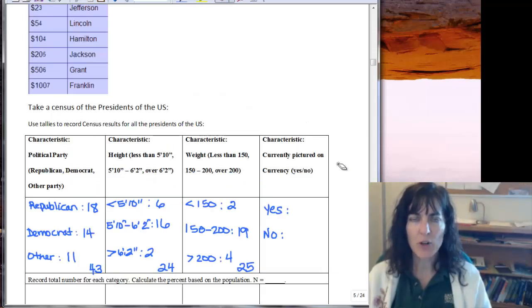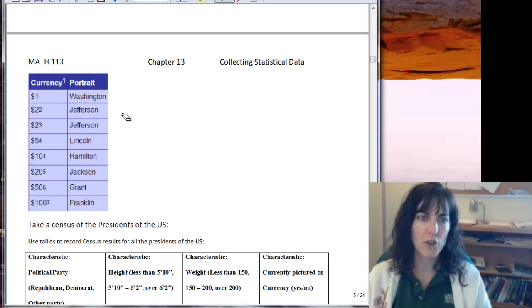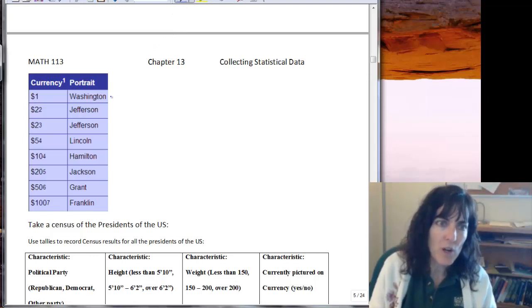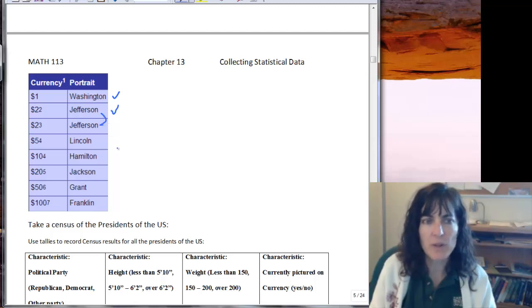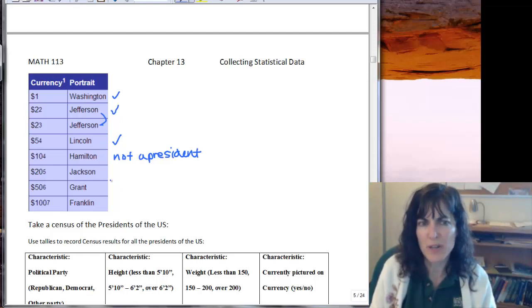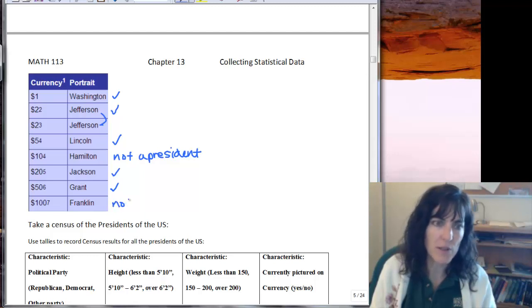The next thing is to figure out if they're currently pictured on currency, so we're going to look at this list, and this tells who's on all the bills that we have. And Washington obviously was a president, Jefferson, and he's listed twice, so we're only going to count him once. Lincoln was a president, Alexander Hamilton, not a president. He was like the one who founded the Federal Treasury, Federal Reserve, something like that. And then Andrew Jackson, he was a president, and Ulysses S. Grant was a president. Benjamin Franklin was political, and he did a lot of work for the U.S. government, but he was not a president.